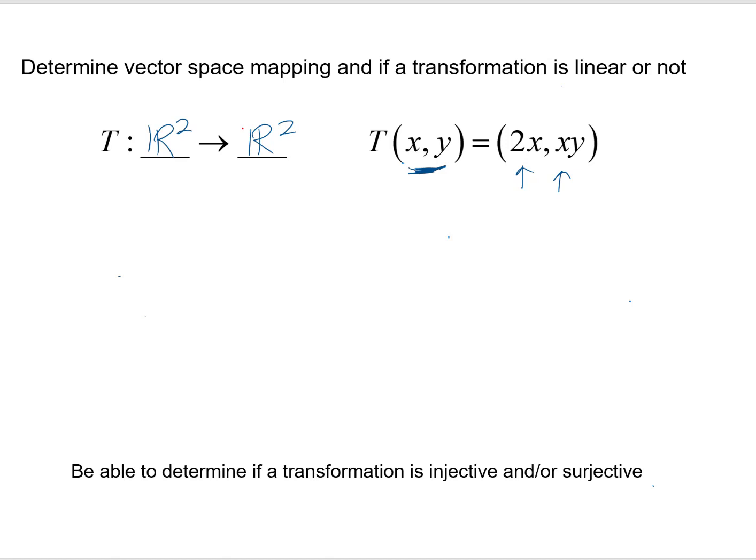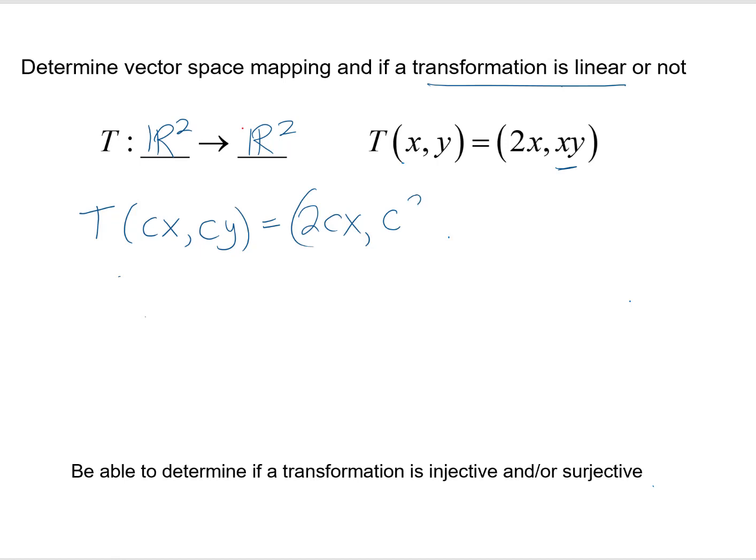Now to check to see if the transformation is linear, you have to check both scalar multiplication and addition and make sure they're closed. So that means if you did a transformation and you put a c in, multiplied the constant in first, and then applied the transformation. So let's do that. So to transform, you take 2 times whatever was the x. And then for the second component, you multiply the x and y ones together. That's c squared x y.